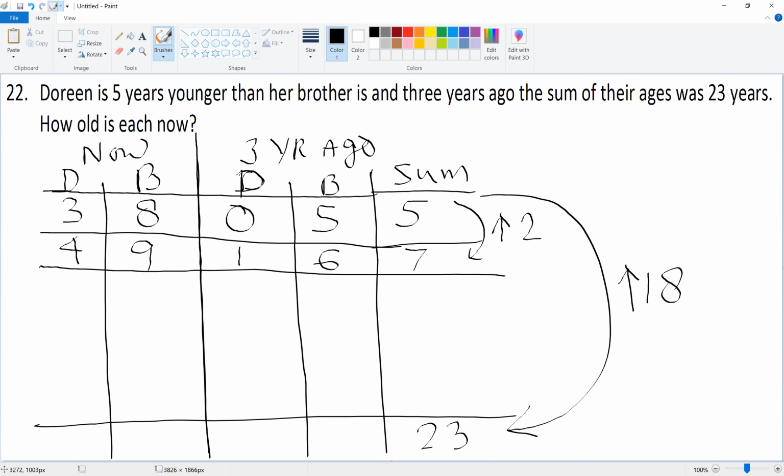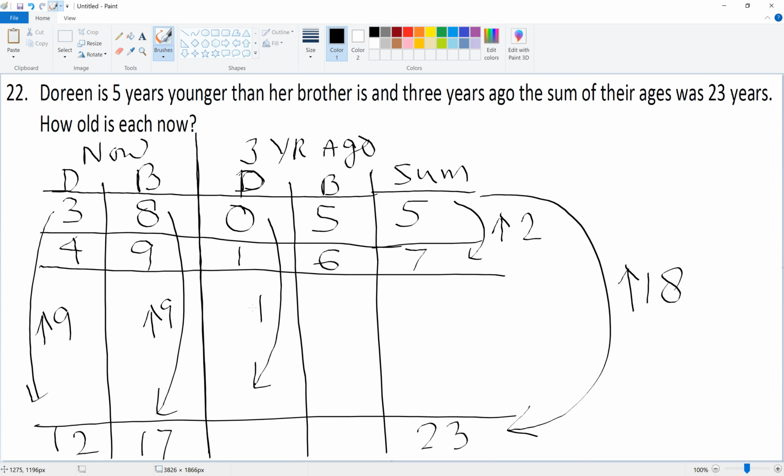So how many times do we have to do it? Every time you do it, it goes up by 2. How many times do you have to do it? 9 times. So if I do 9 times, 3 plus 9 is 12. If I do 9 times, 8 plus 9 is 17. So their present ages are 12 and 17. Do you understand this method? So the question is, how old are they each now? 12 and 17.